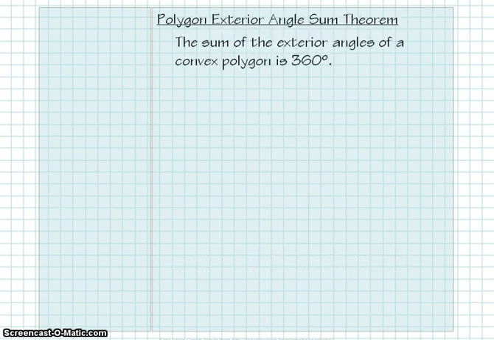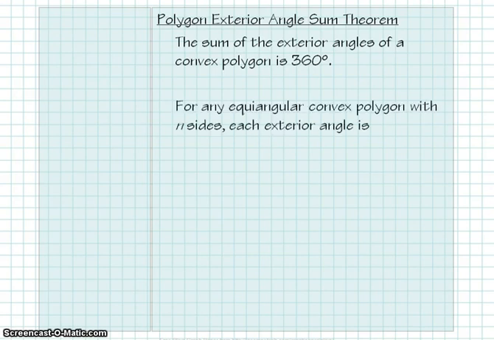So that is our exterior angle sum theorem: the sum of the exterior angles of a convex polygon is 360. And if I wanted to find any individual one in a regular polygon, I take 360 divided by the number of sides, just like we did with the pentagon; you can see how it works the other way.